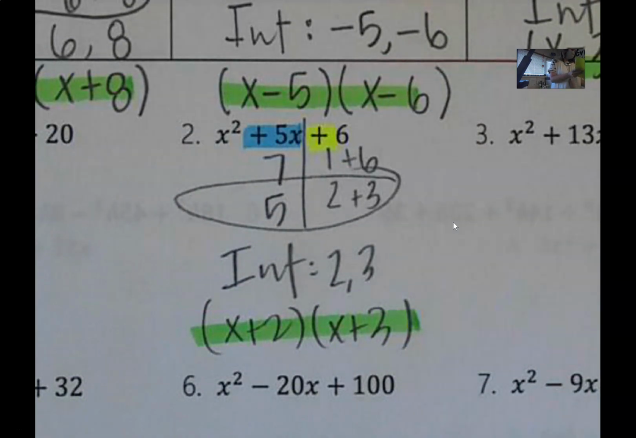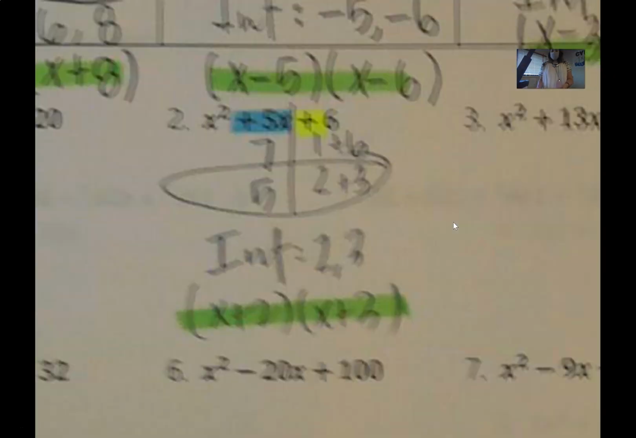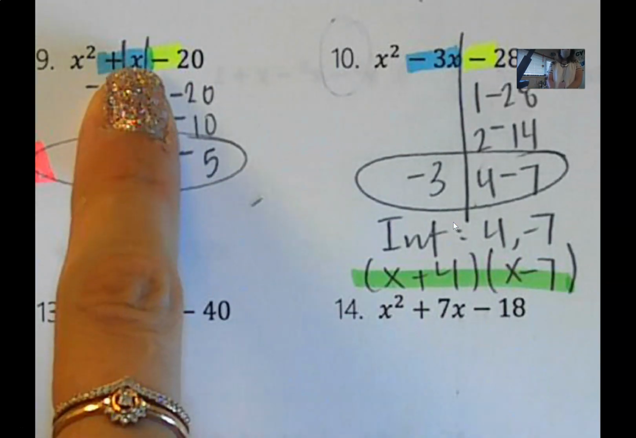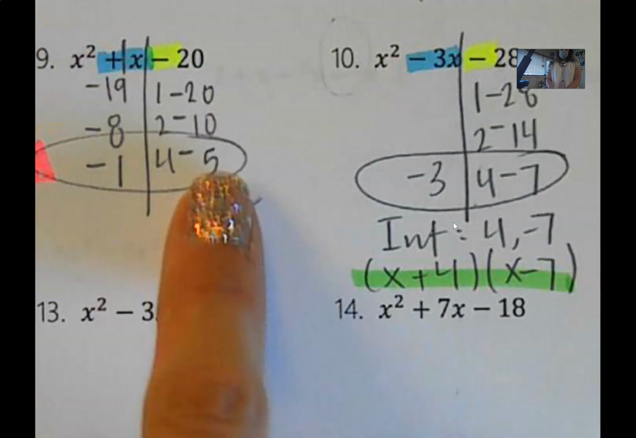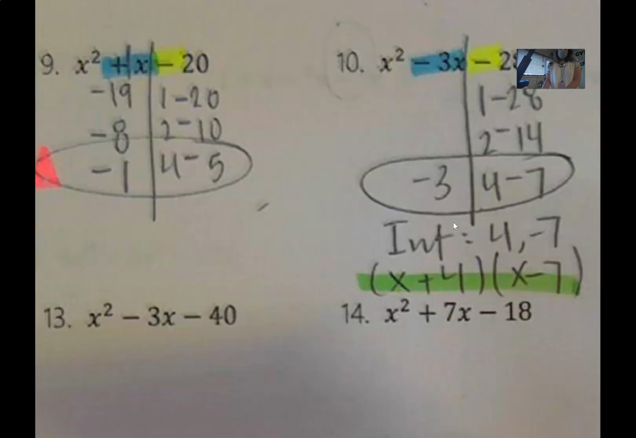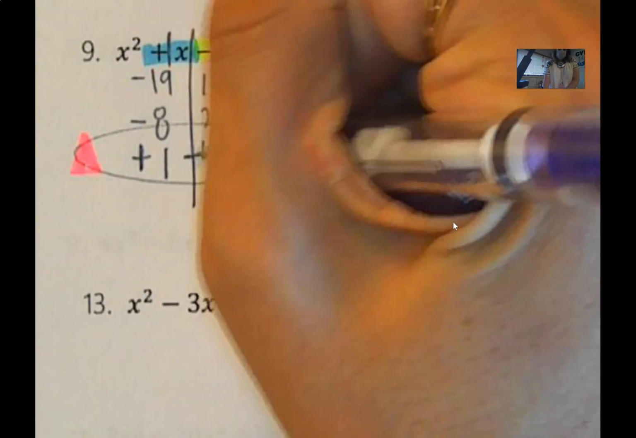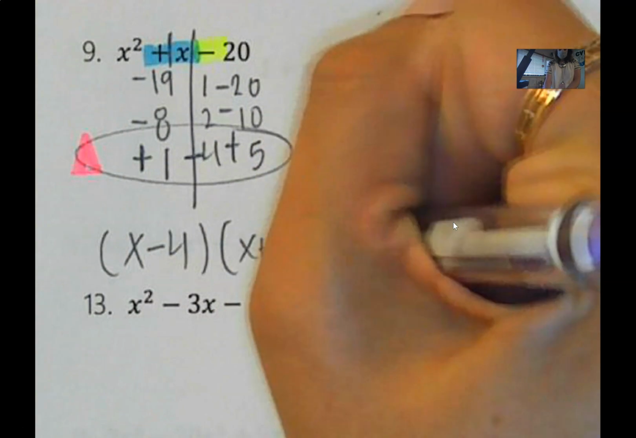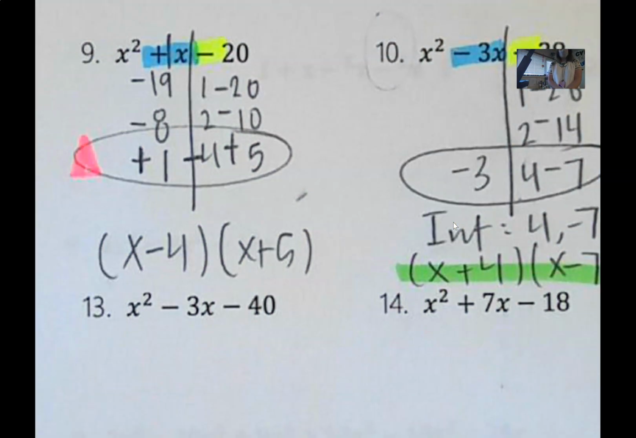So just really quick, Carly Ann asked to look at number 9. So if you have a +x, what you're really looking for is that they add to 1, because that's just 1x there. So you go through and you subtract them, and I get a negative, which means that I have to go through and change these all to the opposite signs. So this one was x -4, x +5. Does that help? Yeah. Okay.